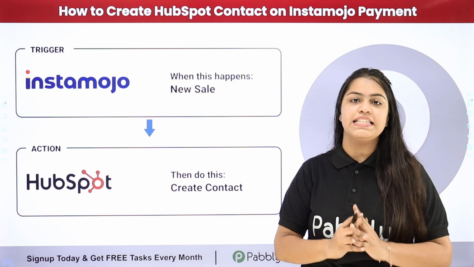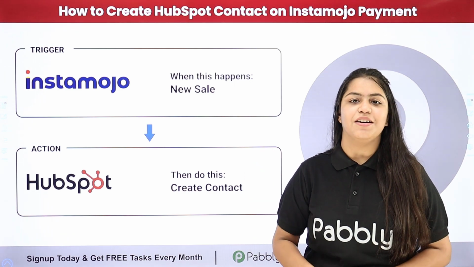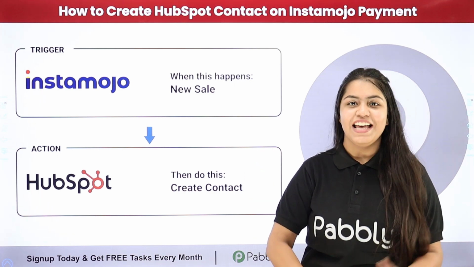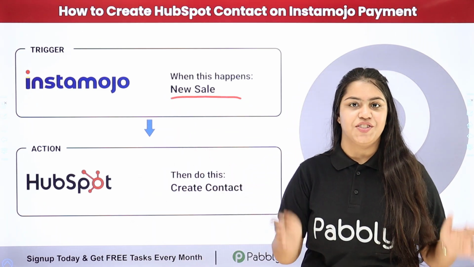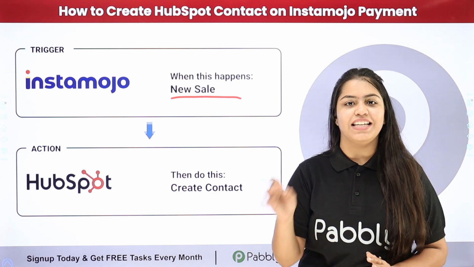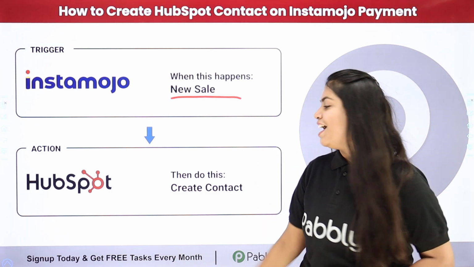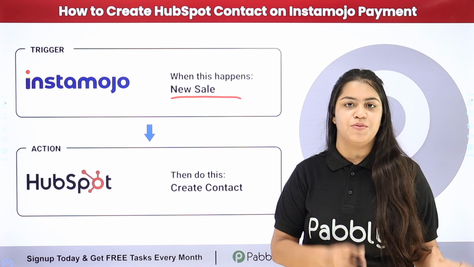So over here I'm running a skincare brand and we use Instamojo to sell our products online. So now what I want is that as soon as we sell a new product online with the help of Instamojo, automatically with the help of the same customer details, a new contact should be created in my HubSpot too.